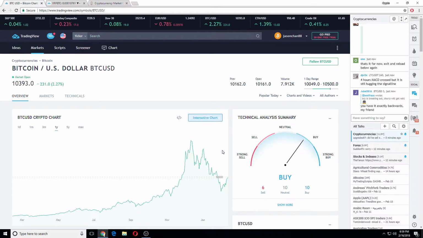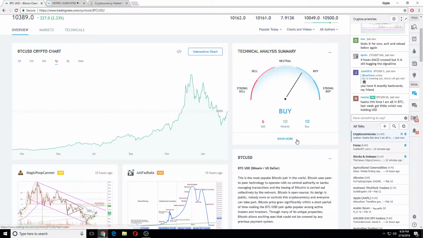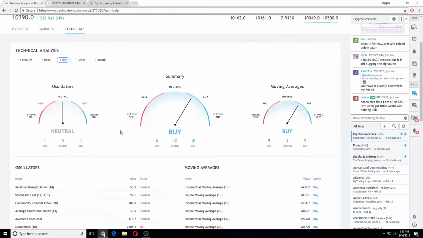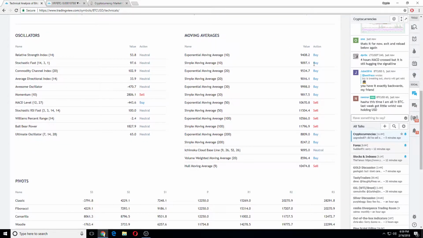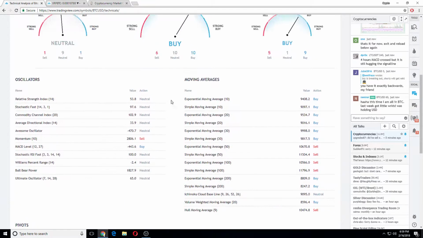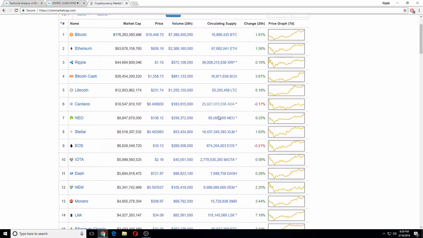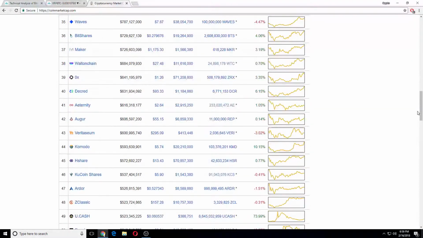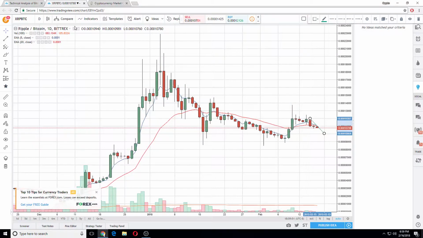Another way to tell if it's a buy or not is you can go look at anything, show more technical analysis, and just ask, is this thing a buy? So Bitcoin right now is neutral. It's a buy. All these are the mathematical indicators that show whether to buy or sell. So that's how you choose coins. Then I would just use the front pagers and look at favorable charts. You want to just buy uptrending charts.